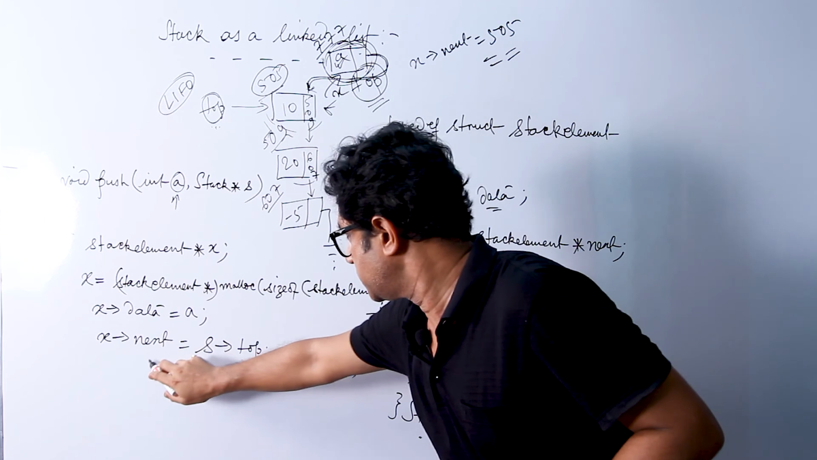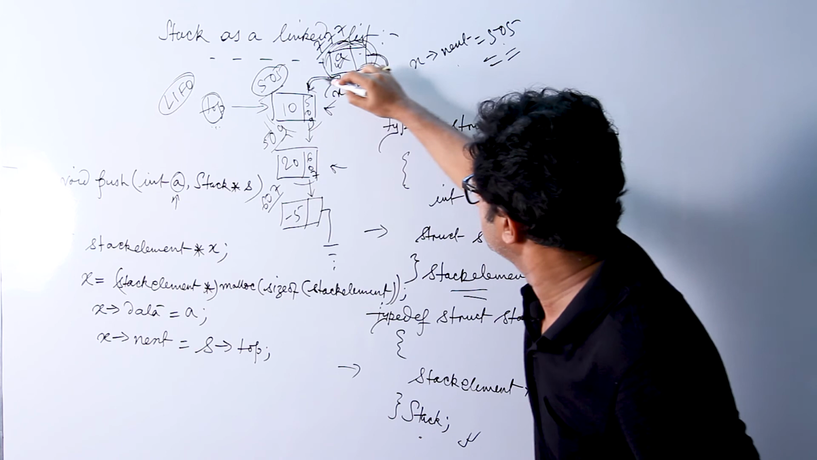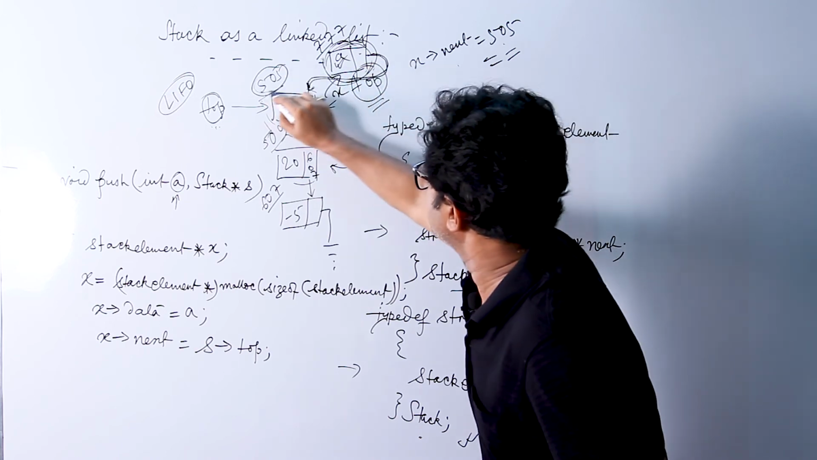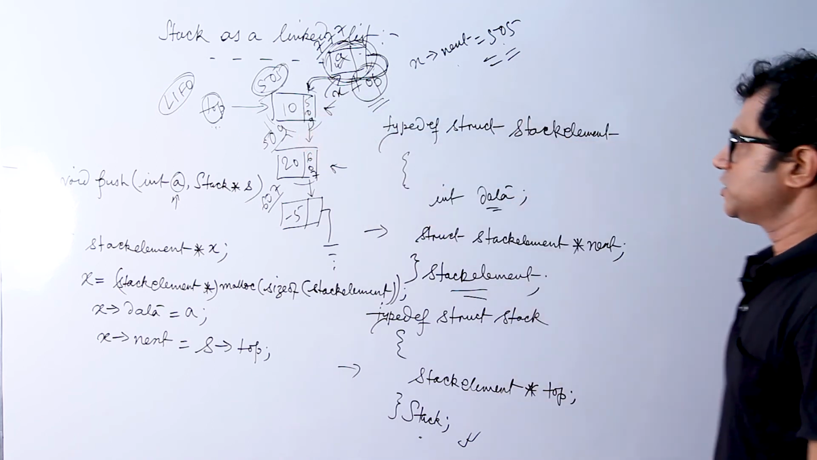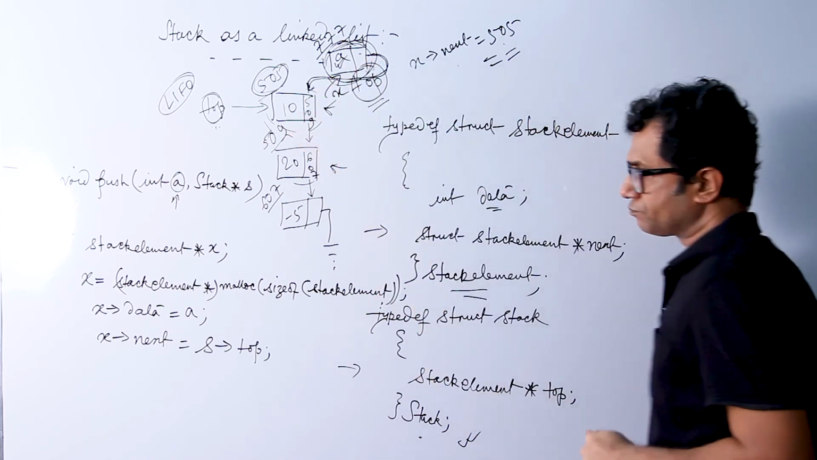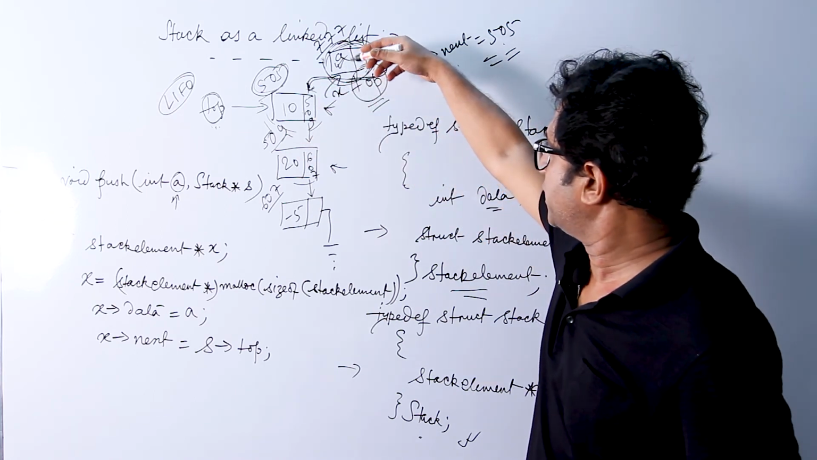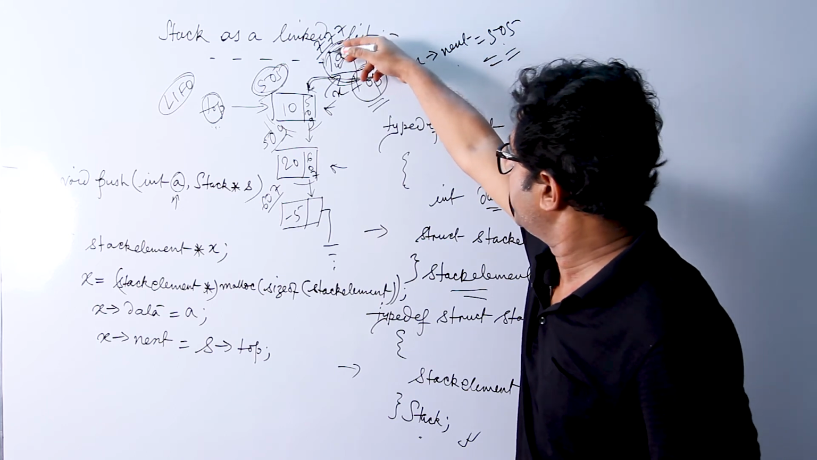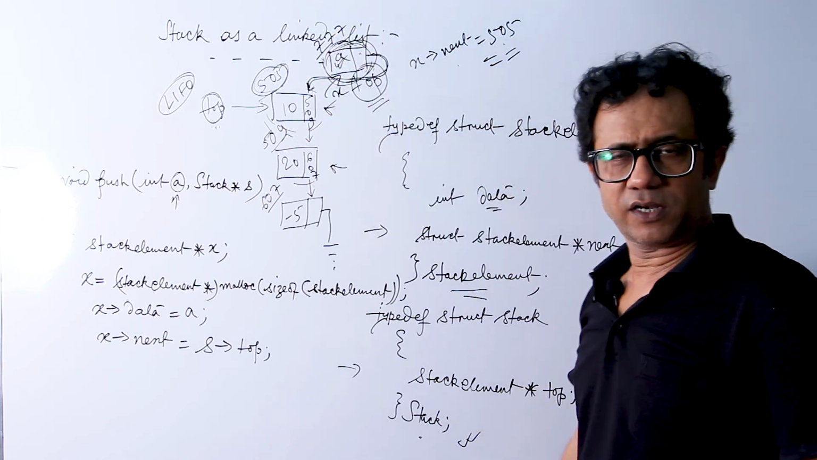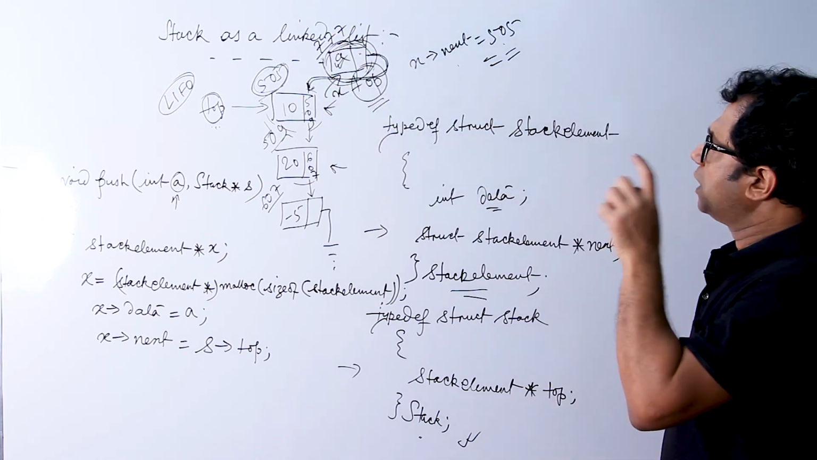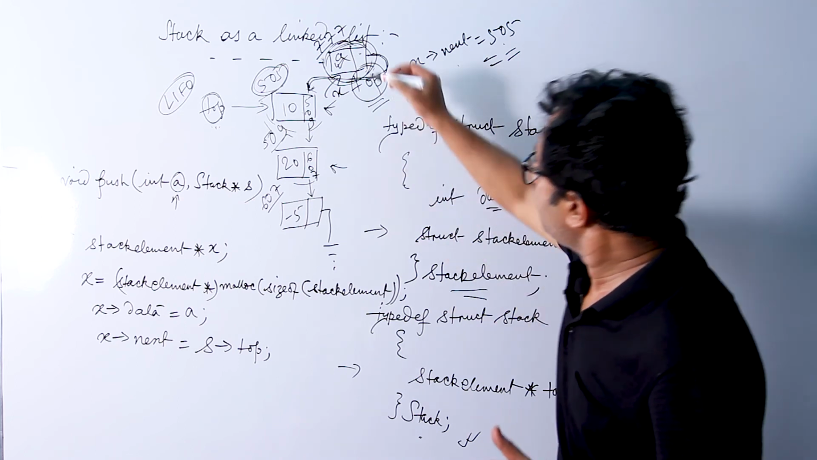So this X next is equal to S arrow top, means X next has a value of 505, that is, this X next is holding this address, so that this node is linked to this node. So in this way we link these two nodes. So this node becomes a part of the stack, and the stack contains the node which is containing the value A, that is the address location 777, and that is to be now made the top element of the stack.